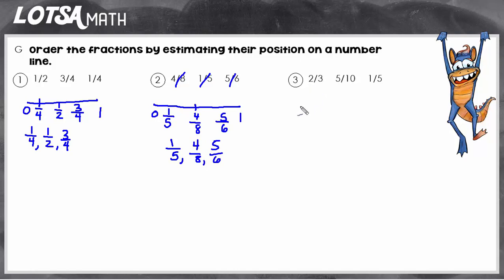So let's do one more. Here's our number line. We have 0 and 1. I know that 2/3 is going to be more than a half. So if this is a half, 2/3 is going to go somewhere around here. I don't have to get it exact, just a good estimate. I know that 5/10 is exactly a half, so it will go here. And 1/5, since it has a 1 in the numerator, it's going to be less than a half, so it's going to be somewhere around here. Now by just putting them on the number line, I know the order of the fractions. 1/5 is the smallest, and then 5/10, and then 2/3.